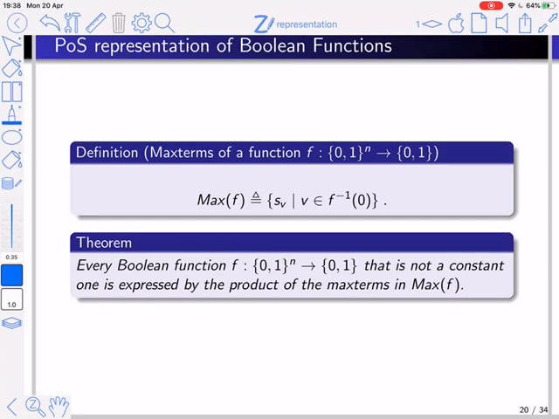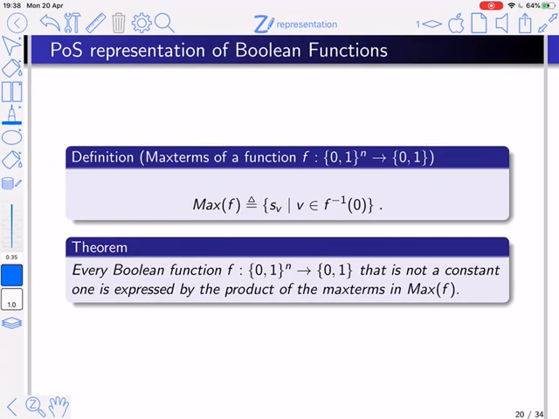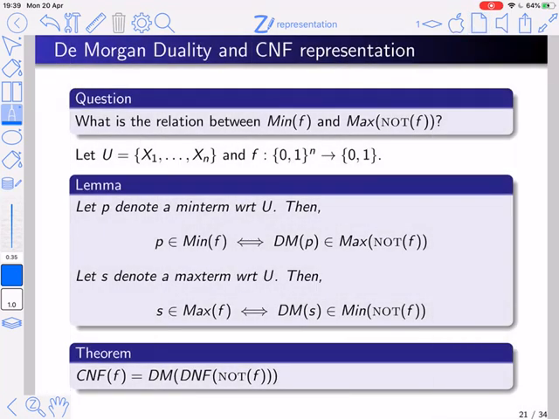Now, I could prove this theorem directly, as we did in the case of the sum of the minterms of f, in order to obtain a sum of products representation. But here we're interested in the product of sums. So I could modify the proof so that it would work for this theorem. But let's use DeMorgan duality.